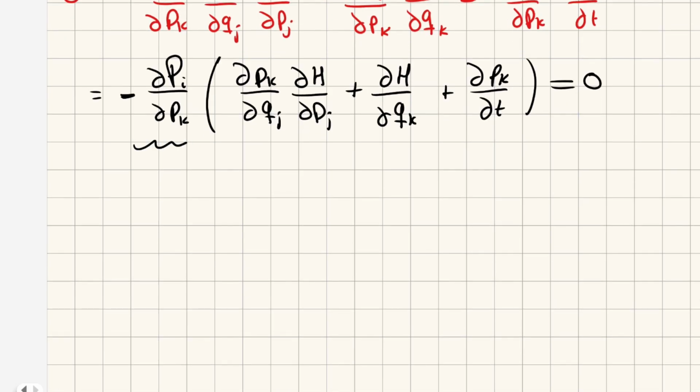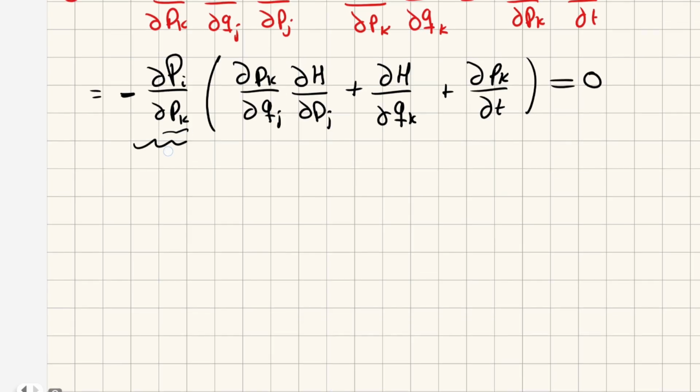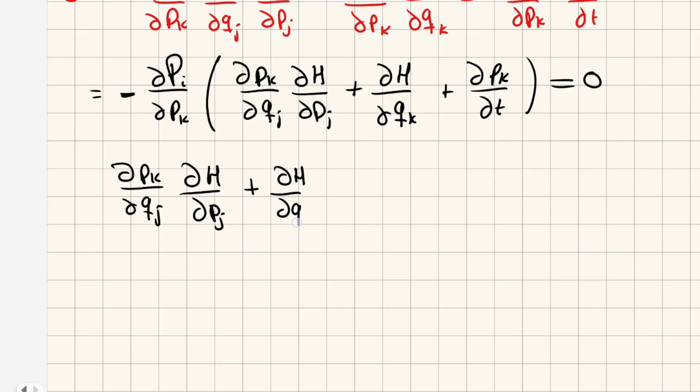Remember that this quantity in general is not 0 because Pi depends explicitly on pk, right? So this means that the thing that is between the parentheses is going to be equal to 0. So this takes us to have that the derivative of pk with respect to qj, the derivative of H with respect to pj, and these are all little p's, right? And then plus the derivative of H with respect to qk plus the derivative of pk with respect to time is equal to 0.